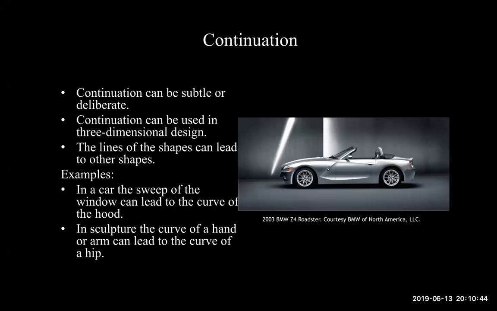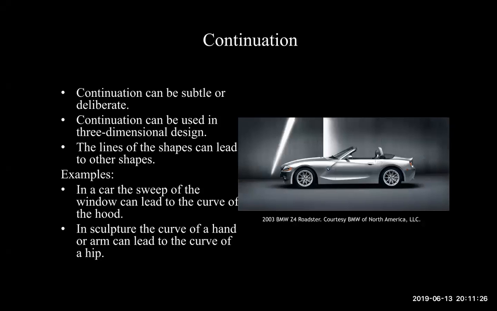You can make continuation subtle, or you can make it deliberate. And it can be used in not only two-dimensional design like that painting we just looked at, but also three-dimensional or functional design. So in this car, the shape in the door and the front side panel continues up the windshield and probably across the convertible top, should that top be closed, and then leads us back around the whole outer shape of that car.